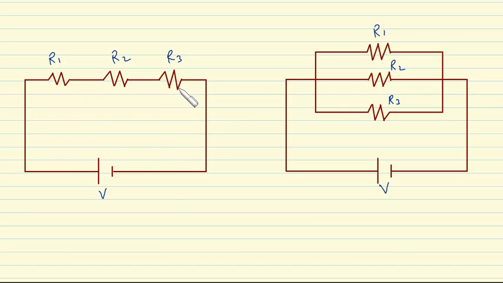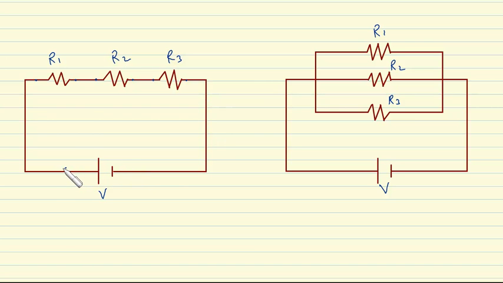So let's analyze this circuit first. Here you can see that one node of resistor R1 is connected to the battery, and another node of R1 is connected to a resistor. Resistor R2 is connected to R1, and from its other node it is connected to resistor R3. And one node of R3 is connected to R2, and the other node is connected to the battery.